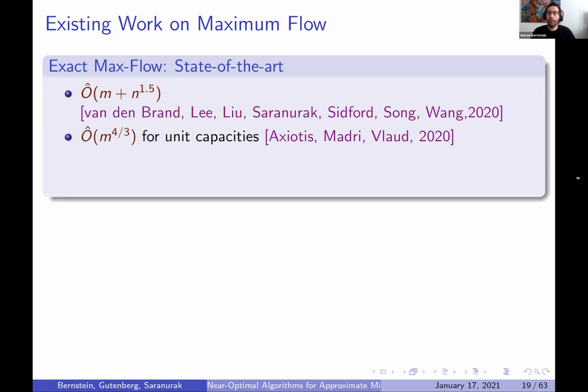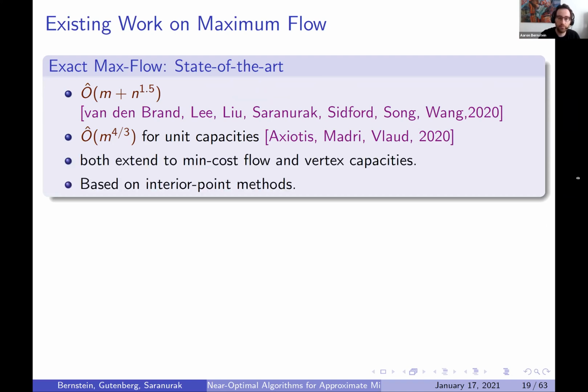Okay, so what is known? Well, exact max flow has been around for many decades. There are probably dozens of results, so I'm skipping all the prior work, and I'm just showing you this extremely recent breakthrough that gets m plus n to the 1.5. And for unit capacities, there's also this other recent algorithm. The nice thing about both of these algorithms is they both extend to all the variants, like min cost flow and vertex capacities. So for the exact case, we're slowly getting better and better, but we're still quite far from linear time.